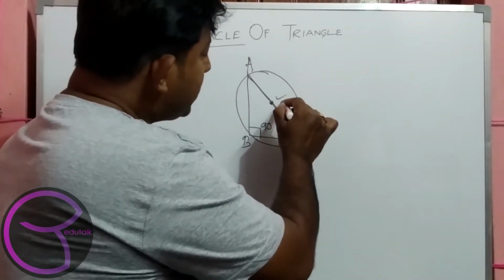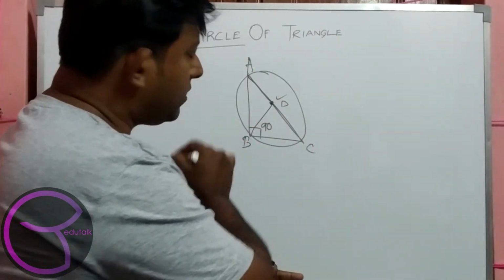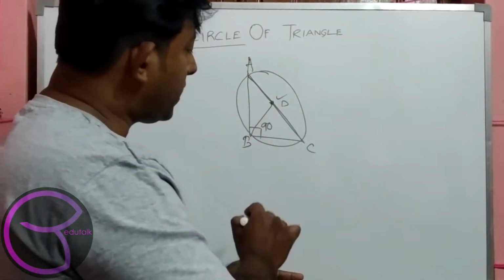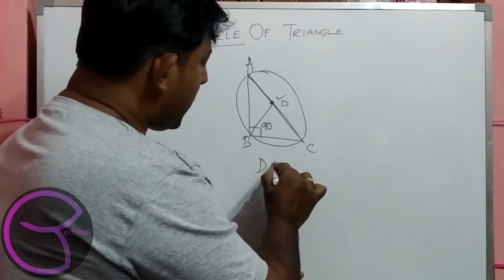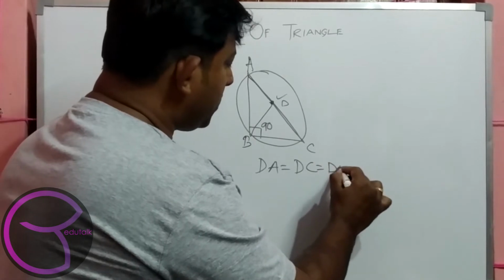Okay, so now if we take the names A, B and C of the right angle triangle and take the name of that midpoint D, and if we connect DB, where this circle is the circumcircle of this triangle, we can write DA equal to DC equal to DB.